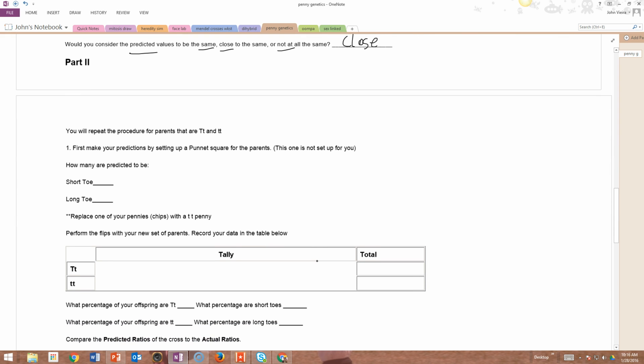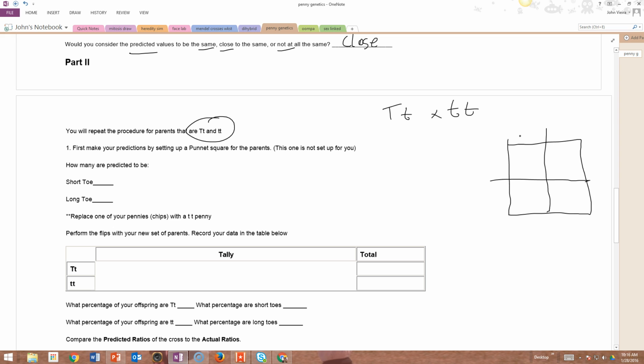Now, part 2 had you flipping coins, but for this cross right here, big T, little t, little t, little t. If you look at this Punnett Square, here's what you should see: big T, little t, big T, little t, little t, little t, little t, little t. So this is short, and this is long. For genotypic and phenotypic ratios, you're getting 50-50.